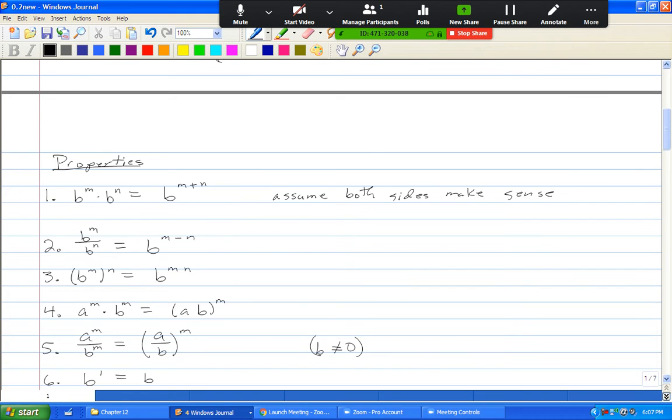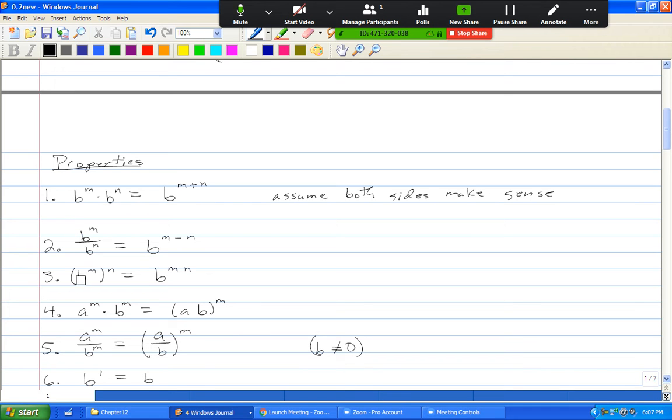Let me give you some properties of exponents. So the first property is if I have the same base b and I'm multiplying, then I keep the base b and add exponents. In this case, let me just assume that when I'm saying equal, what that means is that either both sides of my equation exist and are equal, or if one side of the equation doesn't exist, then neither does the other side.